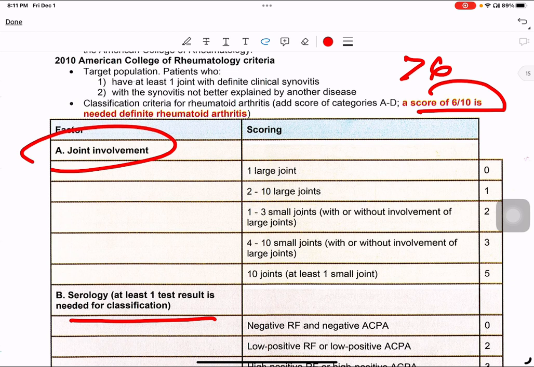For the number of joints involved, if one large joint is involved, the score is 0. If 2 to 10 large joints are involved, the score is 1. If 1 to 3 small joints are involved, with or without large joints, the score is 2. If 4 to 10 small joints are involved, with or without large joints, the score is 3. If more than 10 joints are involved, with at least one small joint, the score is 5. So more small joints involved is associated with a higher score.